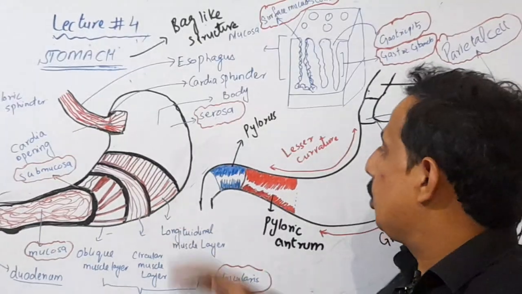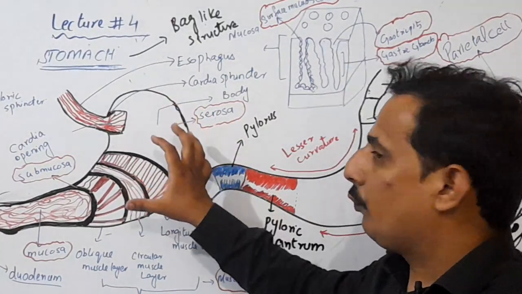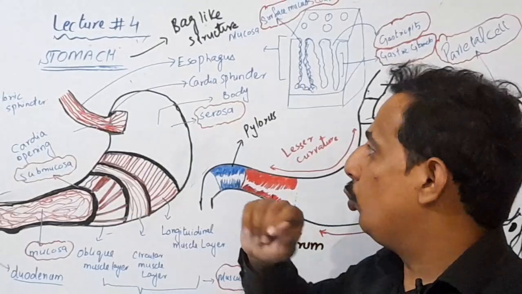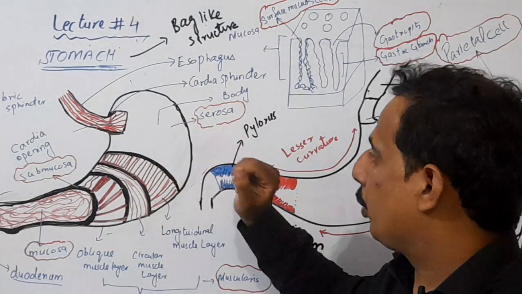Basically, what is it used for? For the storage of food and the digestion of food. That one is the partial digestion of proteins.